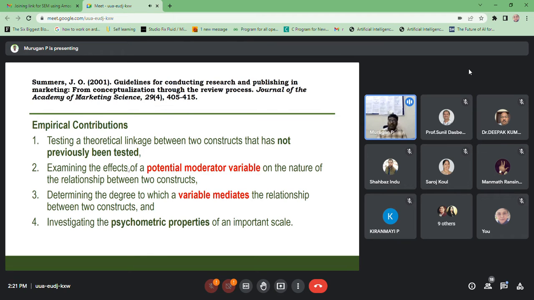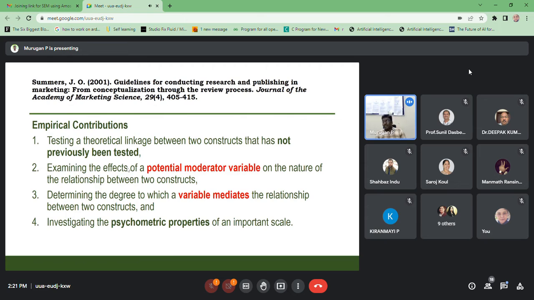Specifically, the reason why I'm keeping this particular slide here is that you should understand. See, people often question me why I should bother about mediator and moderator. There's a reason why you should bother about mediator and moderator. The reason is, unless you make enough contribution in your manuscript, I don't think even a 0.1 impact factor journal will accept your manuscript.